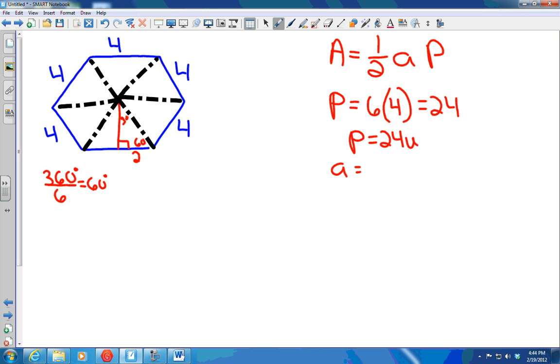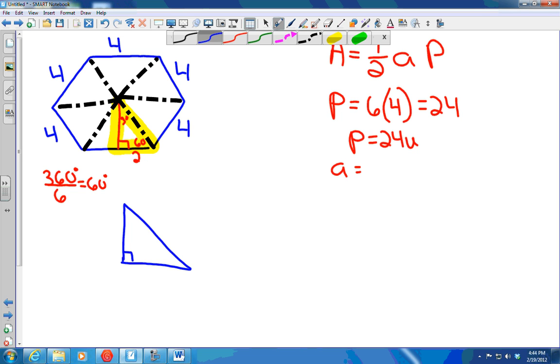So let's take that triangle right here out, and let's see what we can get from it. We already know this side here is 2. We know this is a 30-degree angle and this is a 60-degree angle. And so this is my short leg.